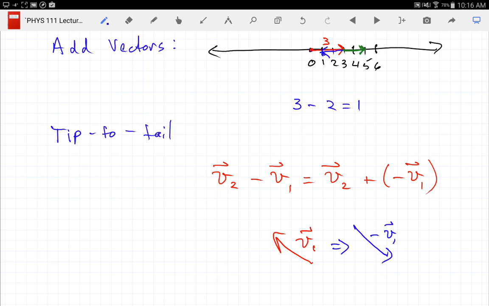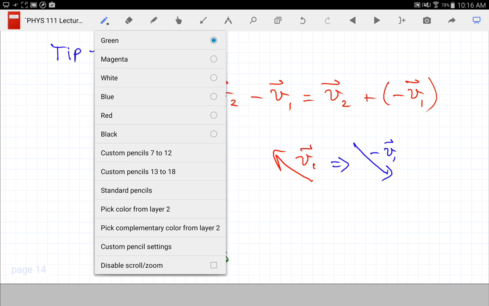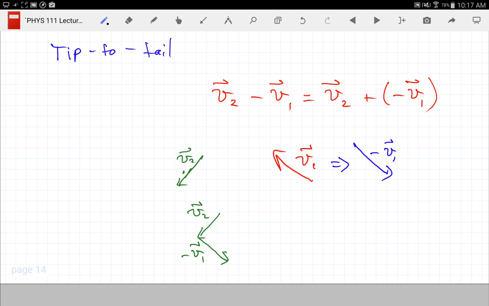goes like that. And so now I'm just going to add this minus v1 to v2, which v2 went like this. So v2 plus a negative v1 goes like that. And then how did I find my resultant? How did I find my answer? Went from what point, Tyler? Zach?